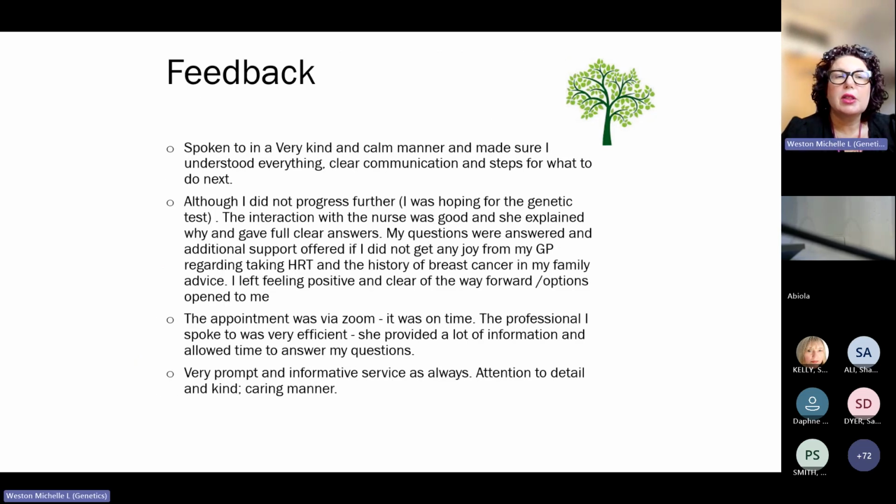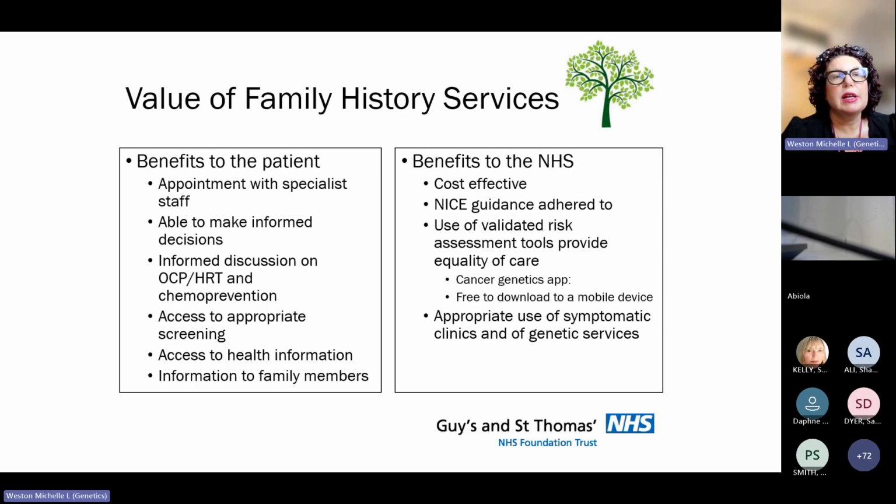Just some of the feedback that we have. I think the main thing to take away from this, patients find it really informative, and then they can take appropriate action based on their risk, whether that's information about HRT, chemo prevention, lifestyle factors, and also being breast aware. So really the value of family history services benefits the patient.